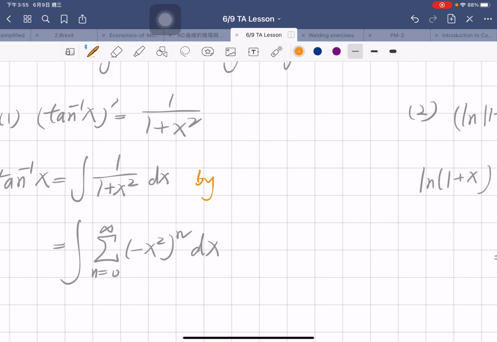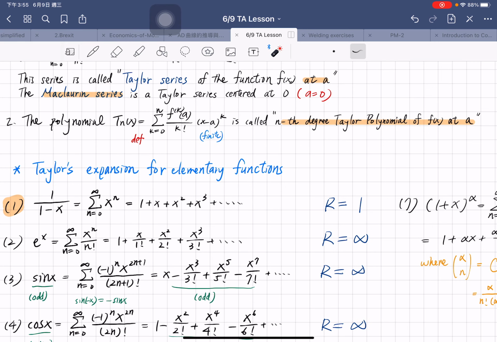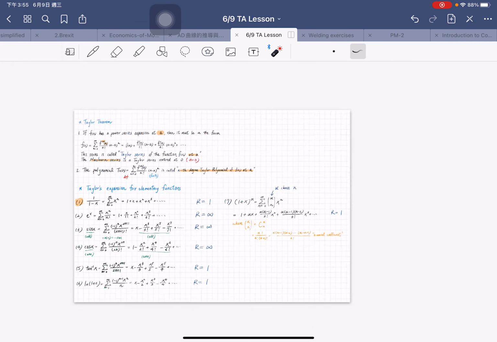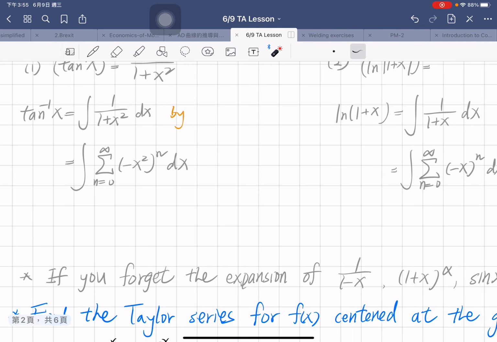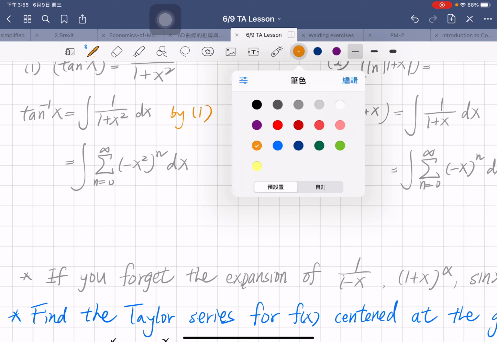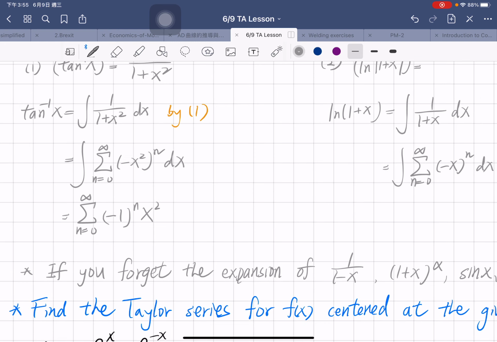You see this one, 1 over something, so you turn back to the first one. You see the similar form, right? So you change minus x to positive x squared. So by the first one, we can turn it into the integration of sigma of (minus x squared) with n power dx. And you get n equal to 0 to infinity, we take minus 1 out, and x to the 2n dx. Okay, so we need to integrate it.